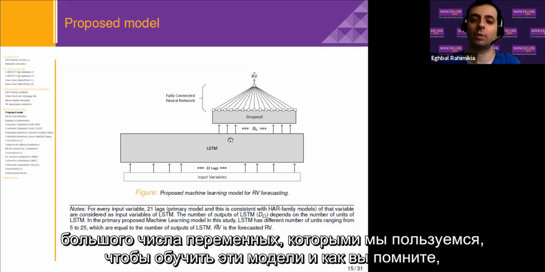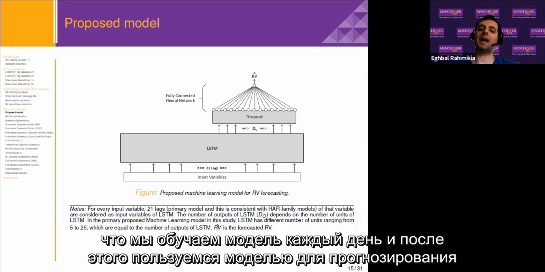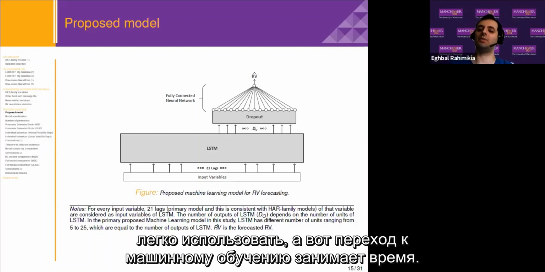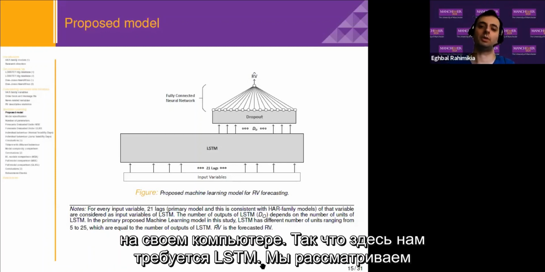And as we talked about, we are training the model every day and then using it for forecasting the next day, because this is a rolling window. For a simple linear regression, it's quite easy, but when we move to machine learning, it is so time consuming. That's why we train all these models on servers. It's not possible to train these models on a personal computer.